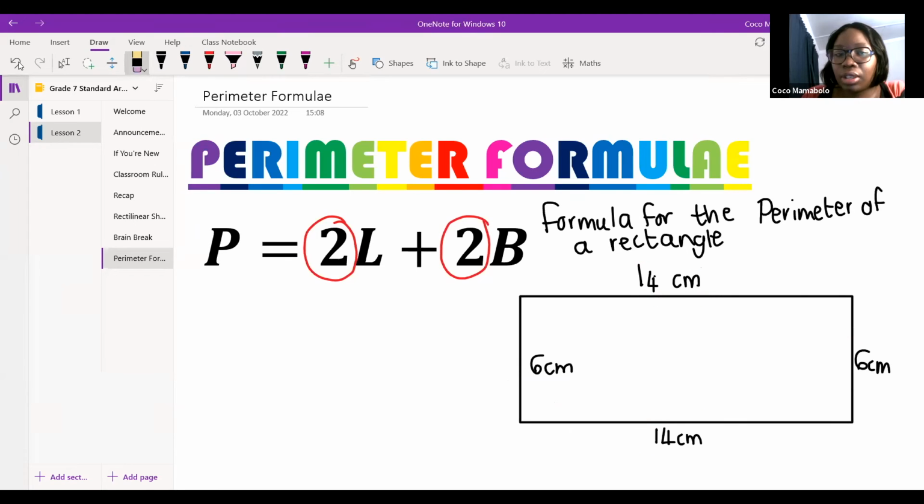And look at me just erasing my whole shape. My OCD is going to be the death of me. Okay, there we go.